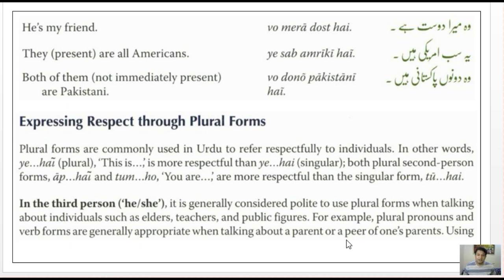ये सब अमरीकी हैं. Both of them not immediately present are Pakistani. वो दोनों means both. वो दोनों पाकिस्तानी हैं. The next discussion in our chapter is expressing respect through plural forms. Plural forms are commonly used in Urdu to refer respectfully to individuals.